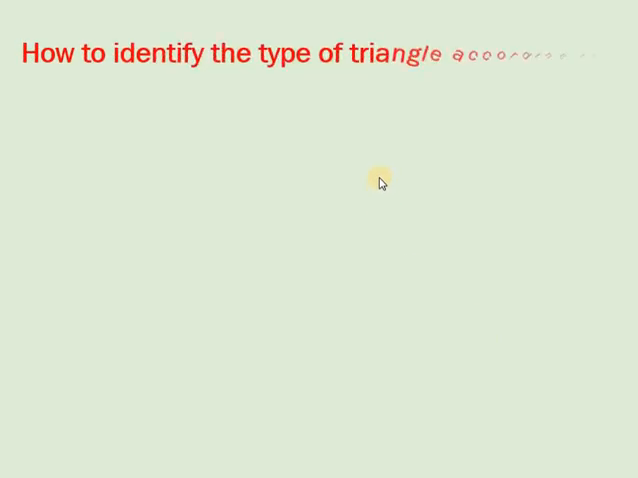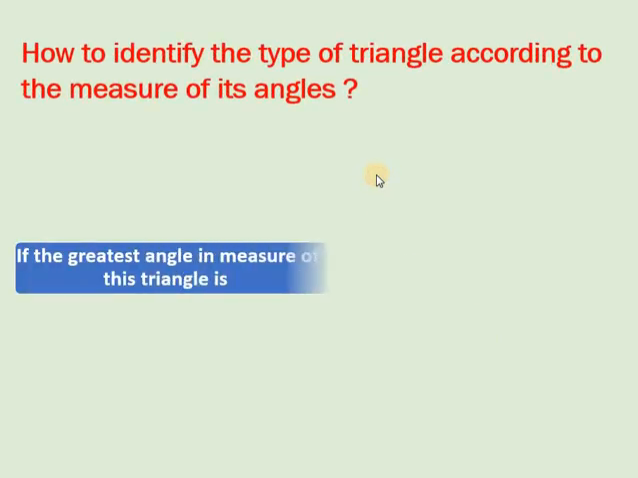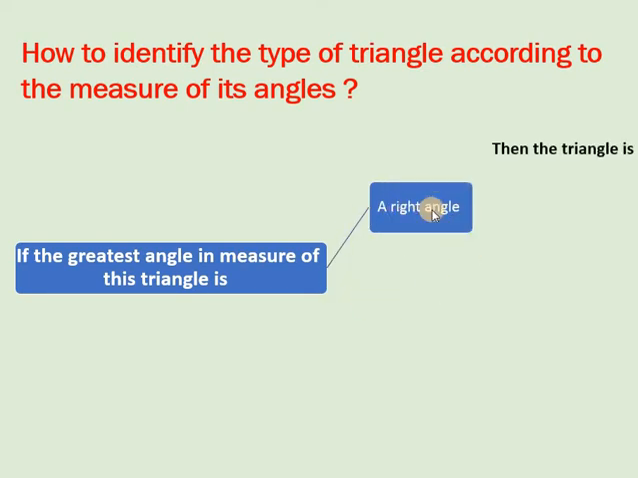Okay, how to identify the type of triangle according to its angle measure. We look at the greatest angle, the greatest angle in measure in the triangle. If it is a right angle, so I call it what? Right angle triangle.